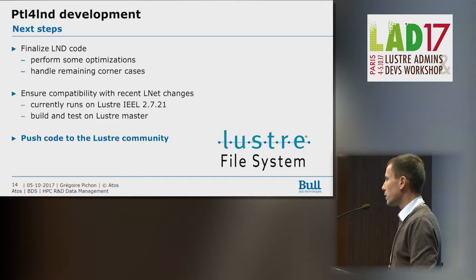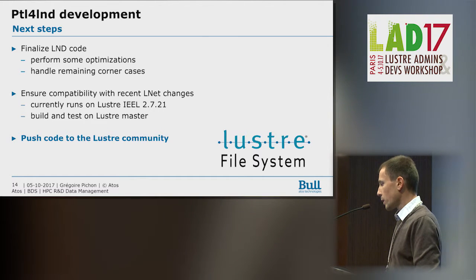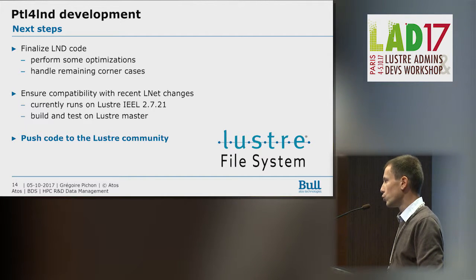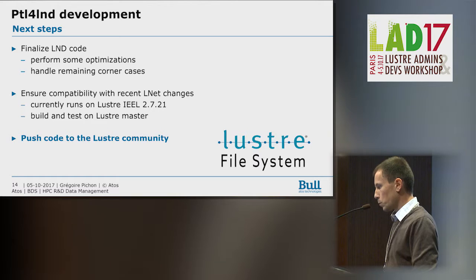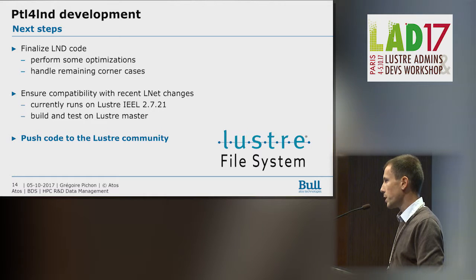So what's next with this new LND? We need some finalization for optimization and corner case handling. We also need to push the code to the master branch, so update our version to support the new 2.10 LNet features, and also interface changes due to the recent modification of LNet. And the goal is definitely to provide that code to the community, since it's based on a public specification.